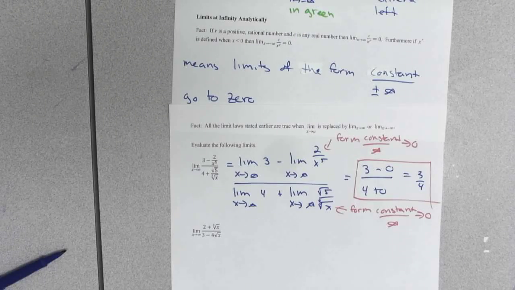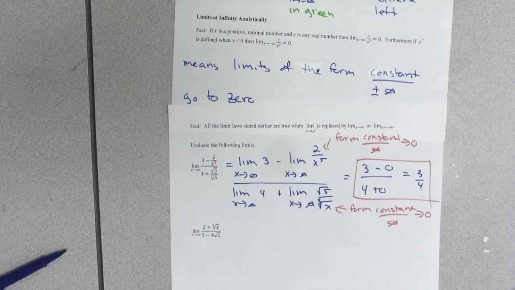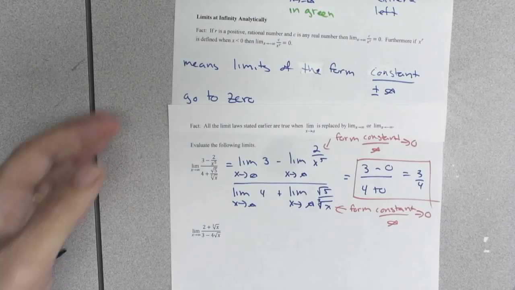You don't have to show me, oh, constant over infinity goes to 0. I'm expecting that to be in your head. You show me this work, you've got the answer. So I know now how to deal with limits at infinity. If it's just a plain number like 3 or 4, those are just constants, so that doesn't change. Or I know about constant over infinity.